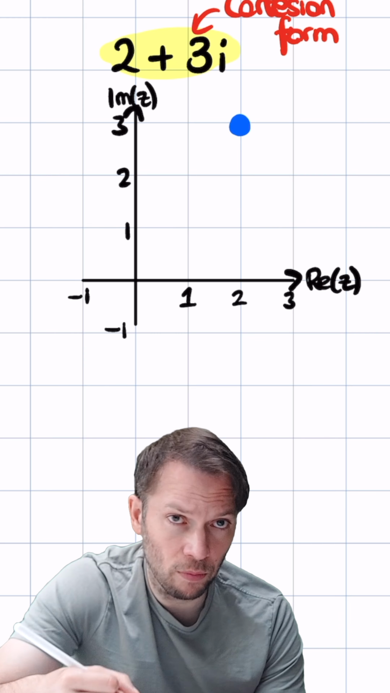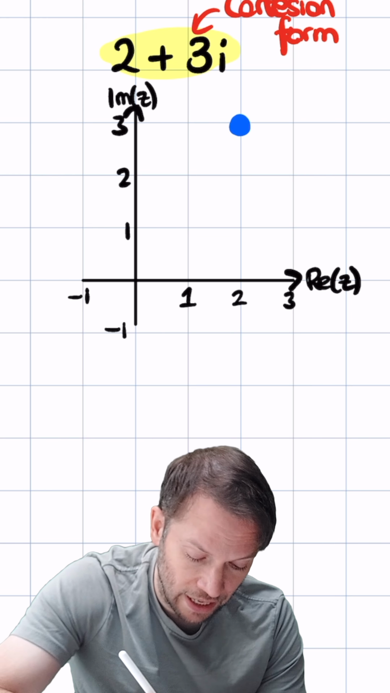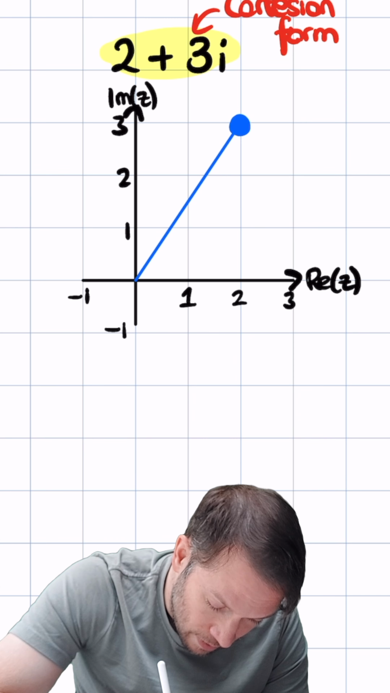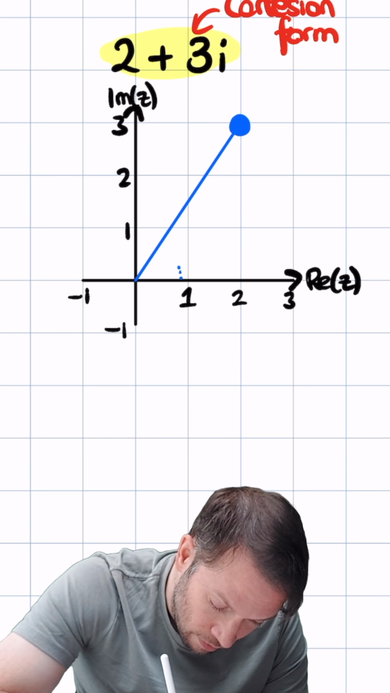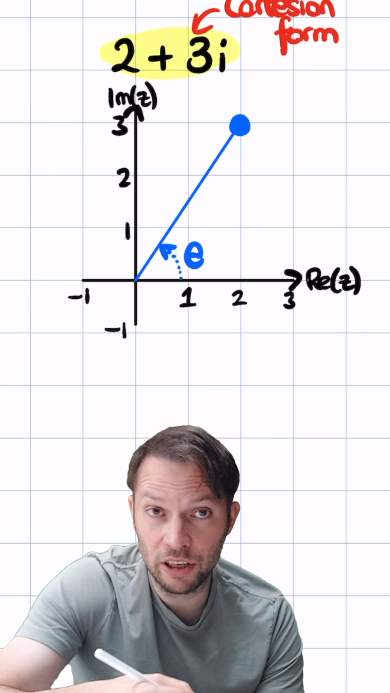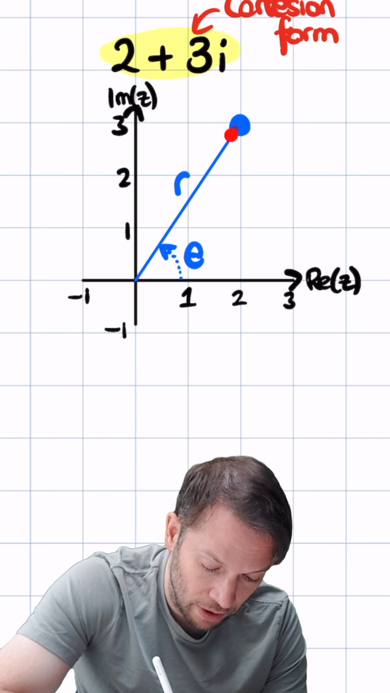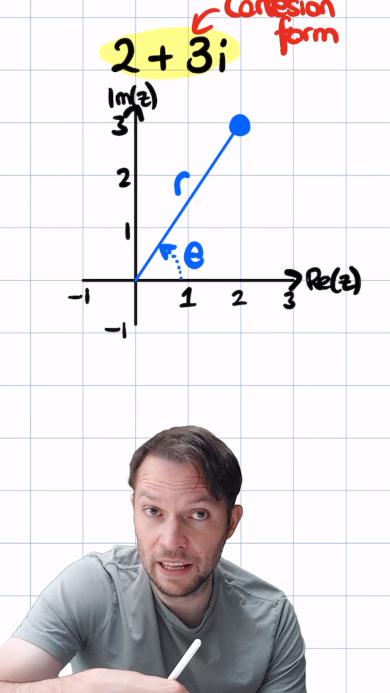There's another form of complex numbers called modulus argument form. And the way we convert it to that is this. The angle from the positive real axis is known as the argument of the complex number, and the distance of this complex number from the origin is known as the modulus.